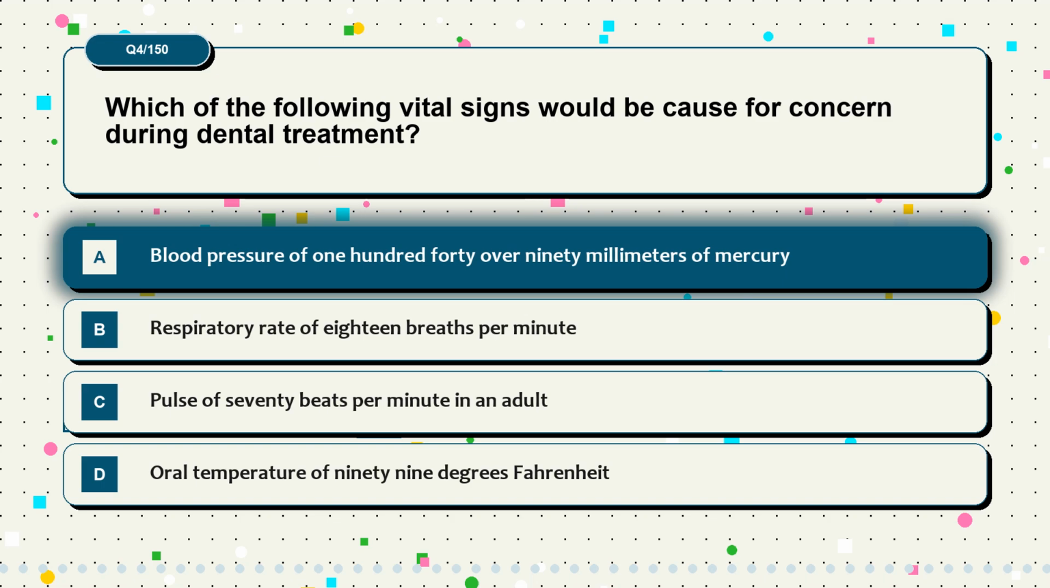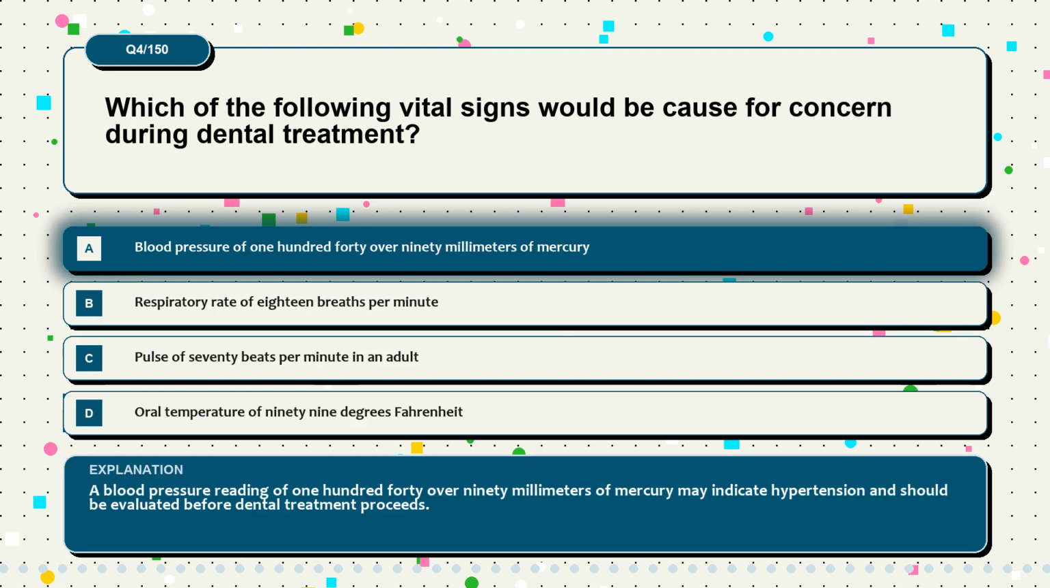The correct answer is option A. Blood pressure of 140/90 millimeters of mercury. A blood pressure reading of 140/90 millimeters of mercury may indicate hypertension and should be evaluated before dental treatment proceeds.